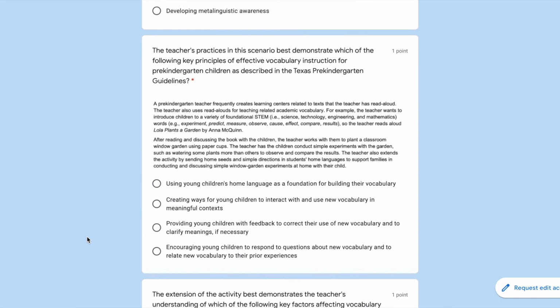Next, the question asks, the teacher's practices in this scenario best demonstrate which of the following key principles of effective vocabulary instruction for pre-kindergarten children as described in the TExES pre-kindergarten guidelines. Again, everyone, I just want to make it clear to you that if you don't know the TExES pre-kindergarten guidelines, if you haven't already, it is laid out by the administration for free. However, the TExES pre-kindergarten guidelines goes over all of the subjects: teaching reading, teaching math, teaching science, history, all of the subjects and what the students need to know from pre-kindergarten all the way through 6th grade.